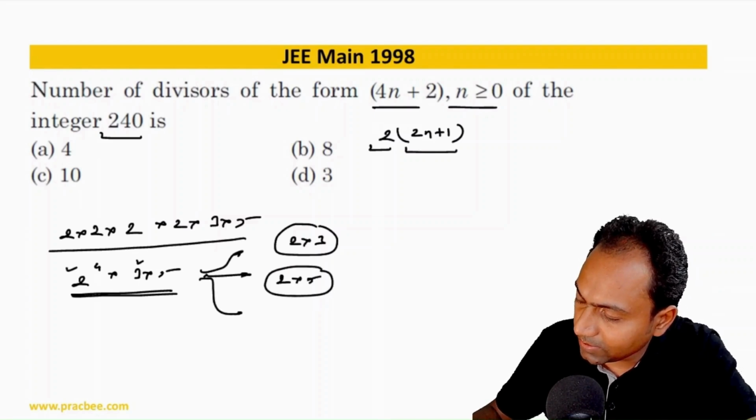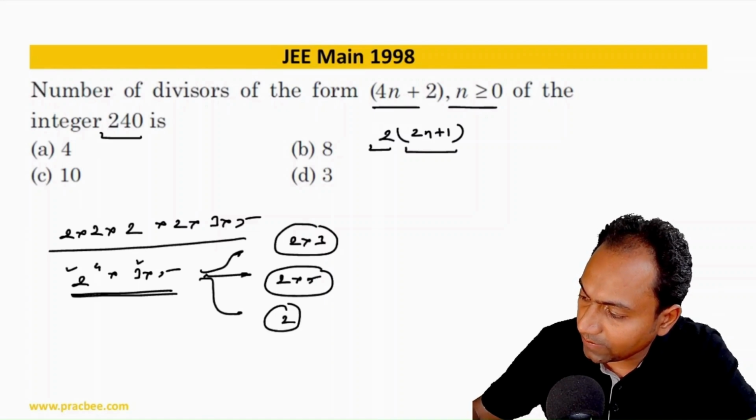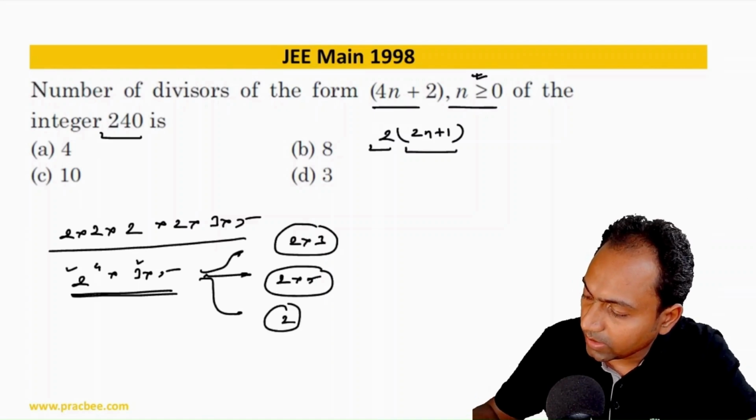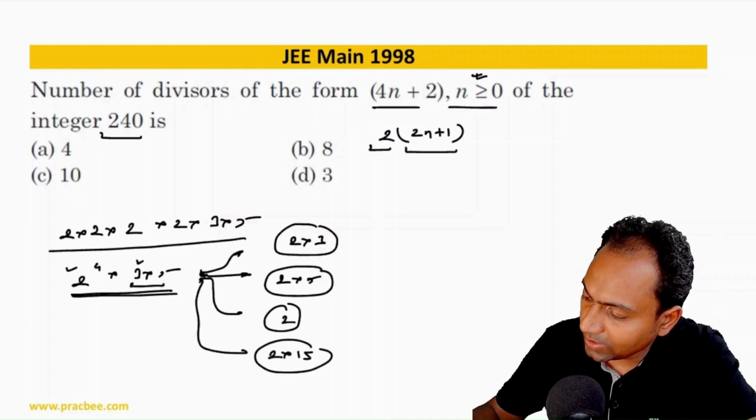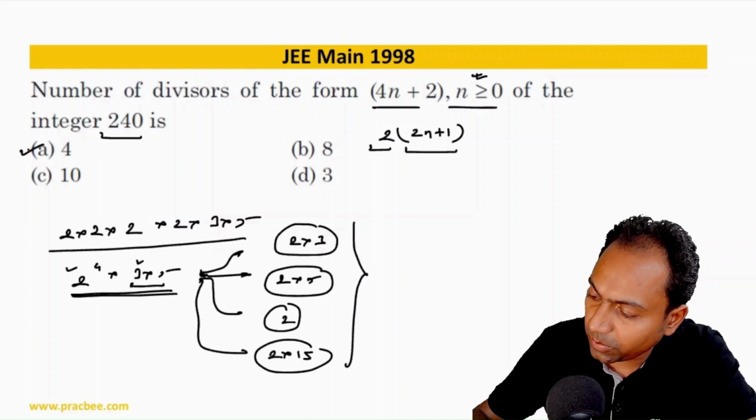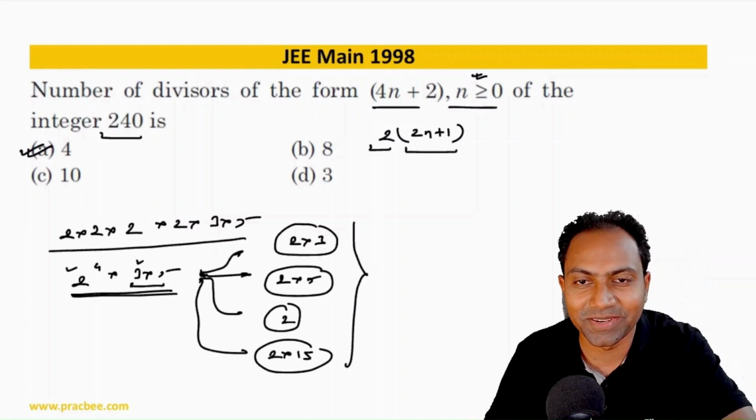Another such answer can be nothing but 2 itself, because they are putting the value of n greater than or equal to 0. And if I take this 3 and 5 together, it is still an odd number, so 2 into 15. So we can observe there are 4 such possibilities, hence option A comes out to be correct.